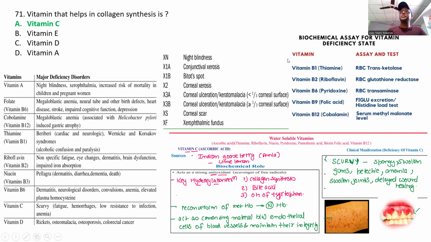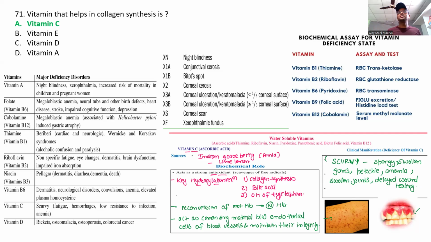For vitamin B1, we are going to do the RBC transketolase test. For B2, riboflavin, we are going to do the RBC glutathione reductase. For B6, pyridoxine, we are going to do the RBC transaminase. For folic acid, B9, you're going to do the FIGLU excretion test. For cobalamin, B12, you have to do the serum methylmalonate level.